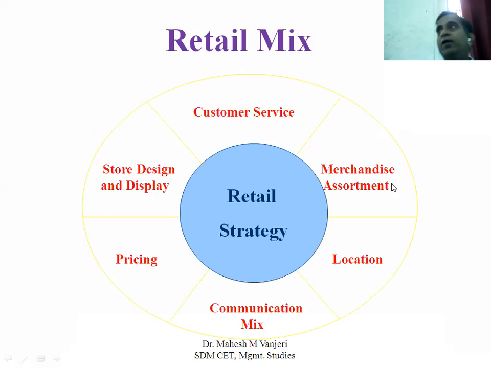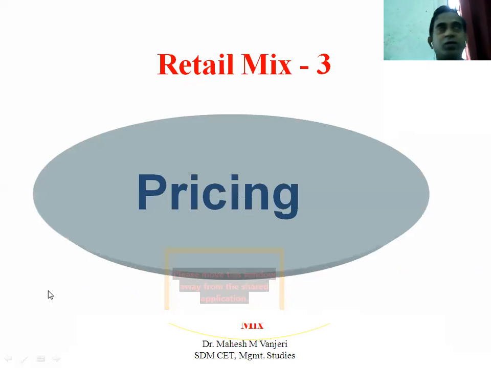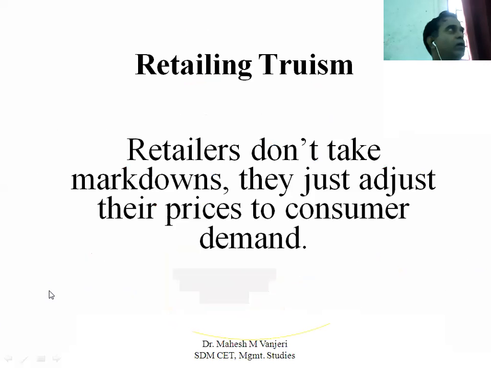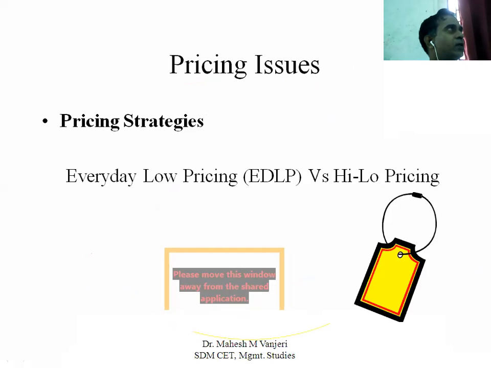So students, if you can recall, among the retail mix, location and merchandise management we have already learned. So we are discussing pricing. The chapter that deals with the pricing strategy of retailers is chapter number 14. So far what we have learnt are the pricing issues or pricing strategies by retailers.